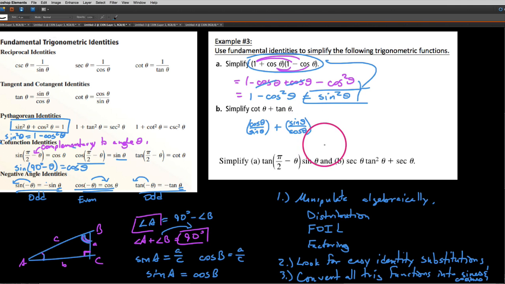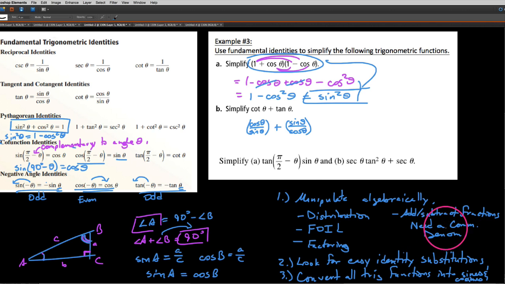So now looking at what we have here, this is going to go back to what algebraic manipulation we can do, but we could add or subtract fractions. Okay, and I'm going to make a little note here underneath: add and subtract fractions, we need a common denominator. And by the way, looking at step 3, if we would have been stuck by using easy substitutions, notice it says convert all trig functions to sines and cosines. That's exactly what we've done here.